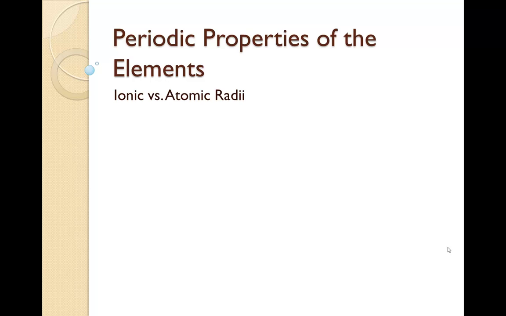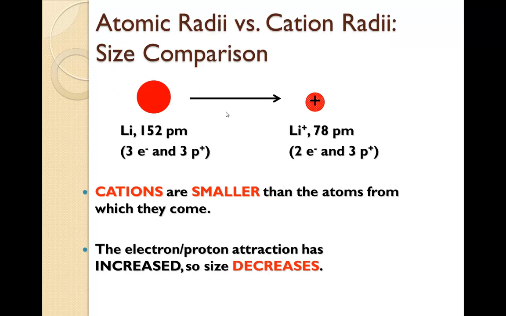This tutorial will be discussing the periodic properties and the trends of ionic radii versus atomic radii. So let's look at the cation first. As a small review, cations lose electrons and they're positively charged.